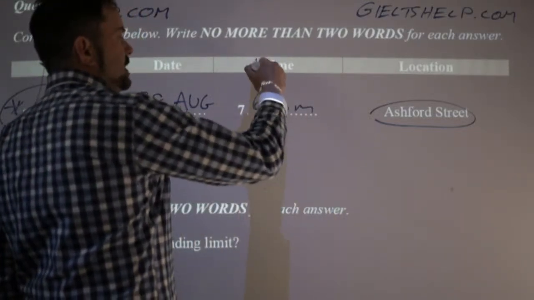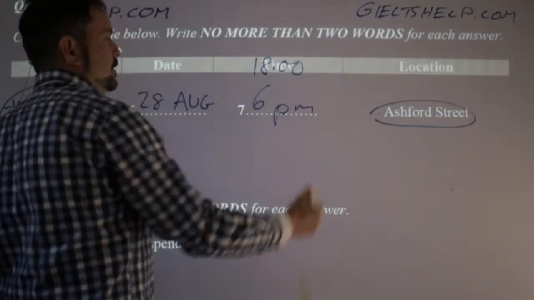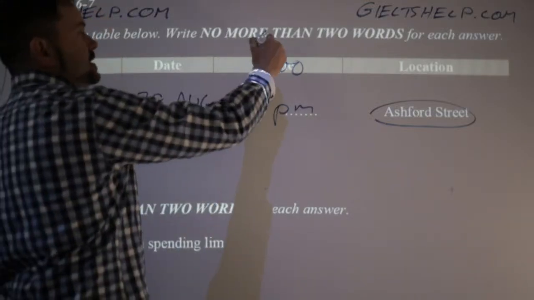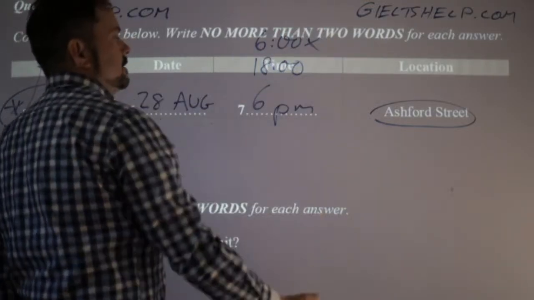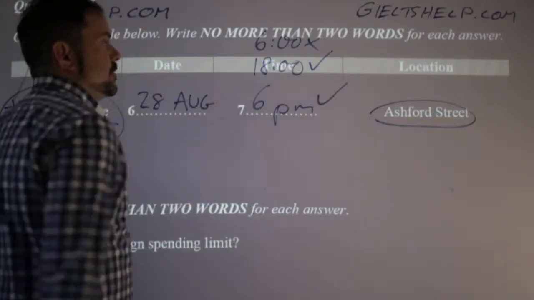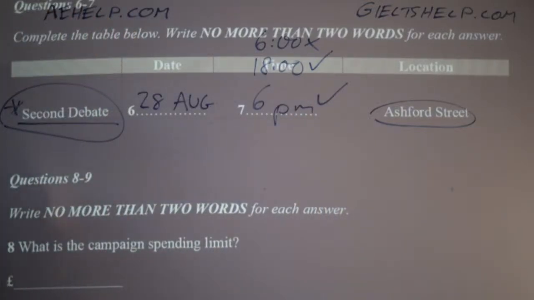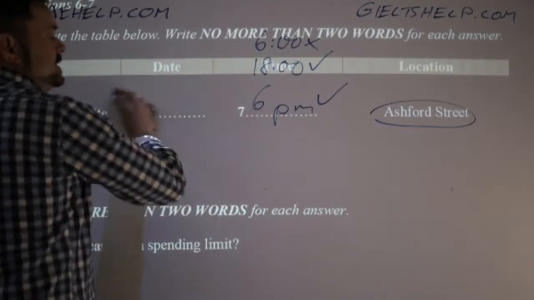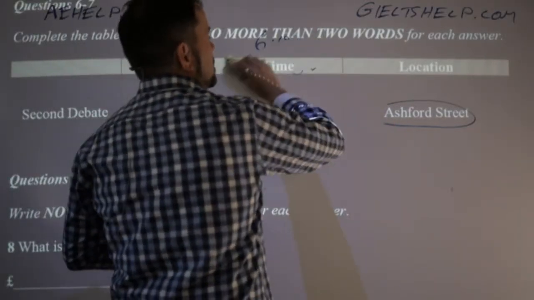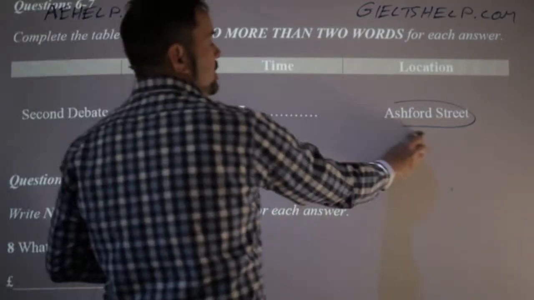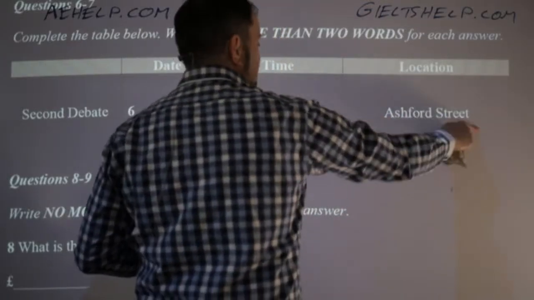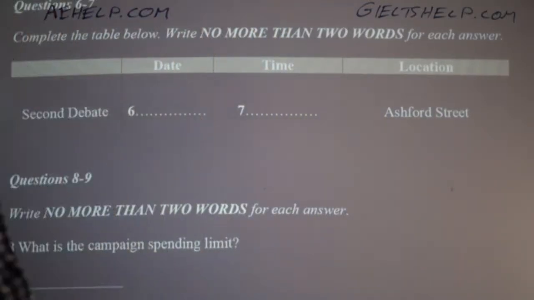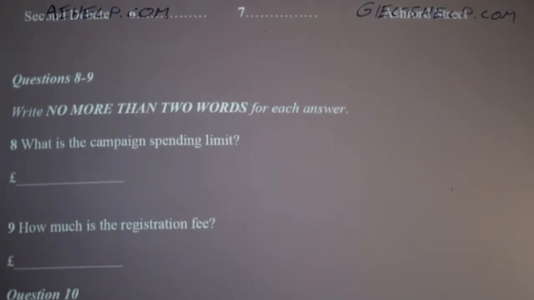Or another way you could write it is like this. If you just write 6 like this, that'll be wrong. This is correct. All right, so 6 p.m. Very good. For 6 and 7, after they say it's going to be at 6 p.m. and the location is Ashford Street, you know right away that is the end of that question series. Let's go to the next real quick.